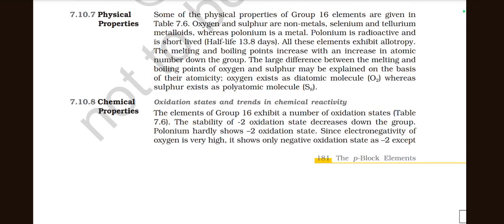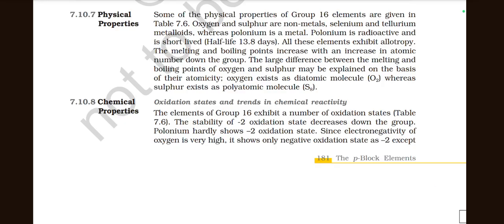Physical properties. Some of the physical properties of group 16 elements are given. Oxygen and sulfur are non-metals, selenium and tellurium are metalloids, whereas polonium is a metal. Polonium is radioactive and short-lived. All these elements exhibit allotropy. The melting and boiling points increase with an increase in atomic number down the group. The large difference between the melting point and the boiling point of oxygen and sulfur may be explained on the basis of their atomicity. Oxygen exists as a diatomic molecule, whereas sulfur exists as a polyatomic molecule.